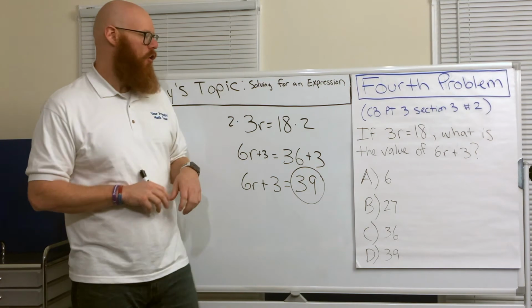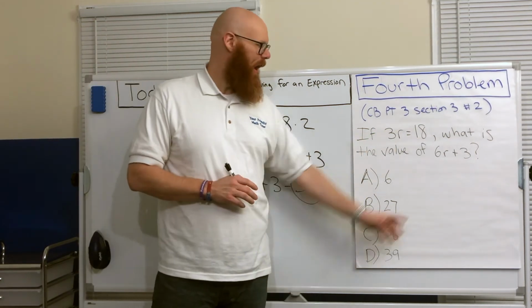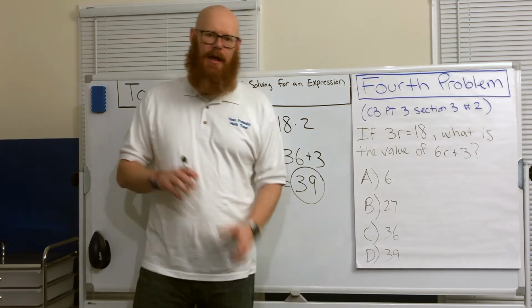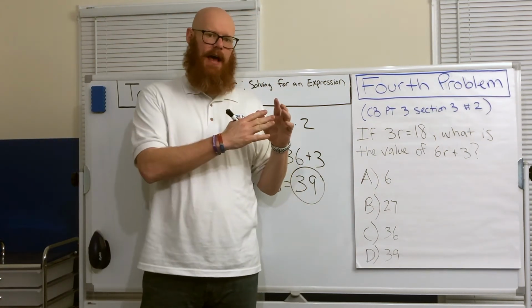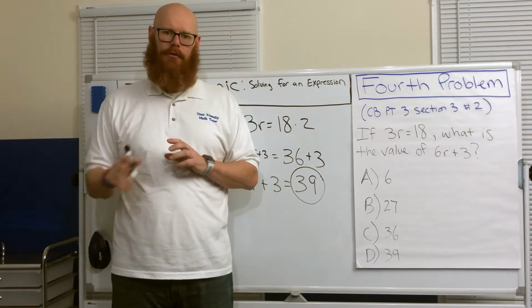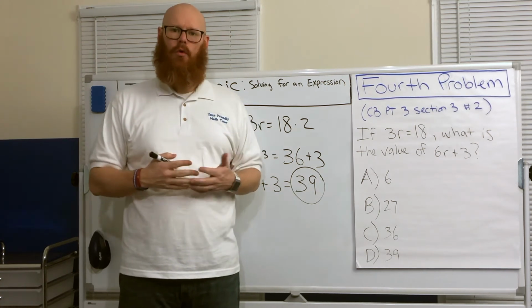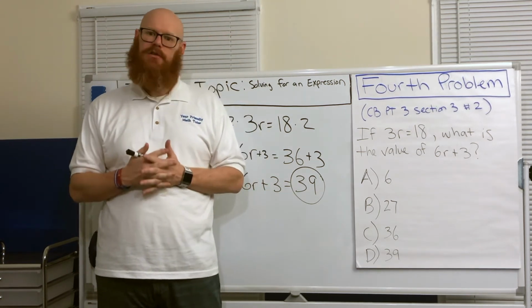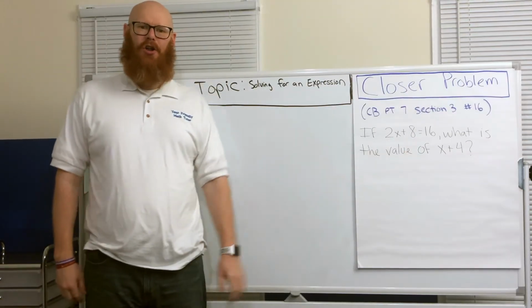And almost like refusing to be like, well, I'm not going to find r because I don't need to. I need to find 6r plus 3. Keep focus on what your goal is and get to that goal. Don't detour because you've been taught in school to do it one way the whole time. Start to look at things a little differently, and you'll see your score will definitely improve just from that. All right.